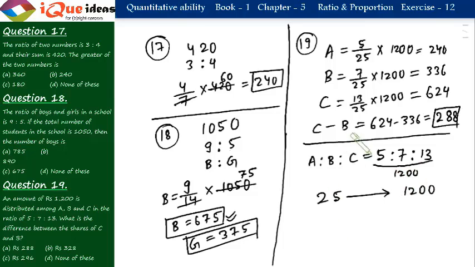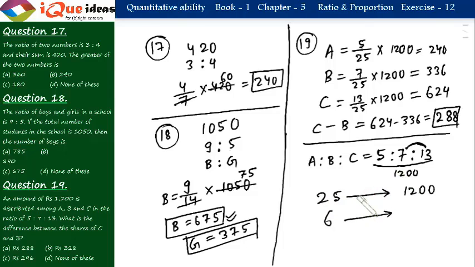We are assuming A's share to be 5, B's share to be 7 and C's share to be 13. So the total of all of them would be 25. So 25 is equivalent to 1200. Then the difference between B and C is the difference of 7 and 13. How much is that difference? That difference is 6.